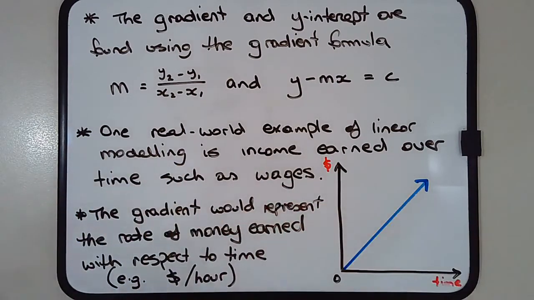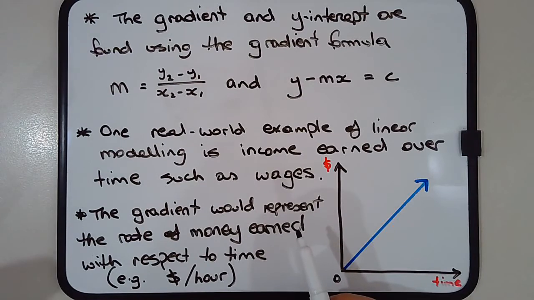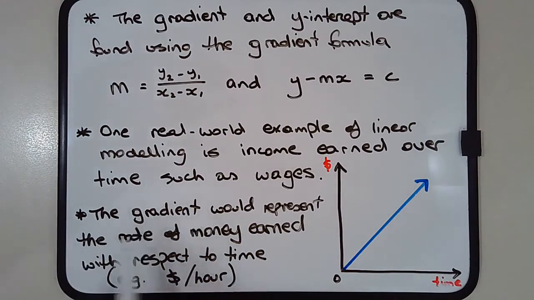So one real-world example of linear modeling is, for example, income earned over time, such as wages. What is a wage? A wage is an hourly rate. So, for example, someone earning $25 per hour, every hour that they're at work, $25 is earned. Another hour, another $25 is earned. So it's a sort of constant rate. And again, I use that keyword rate, gradient, rate. Basically the same thing. The gradient represents the rate, and it's shown by the steepness of the line. So in this case, the gradient would represent the rate of money earned with respect to time.